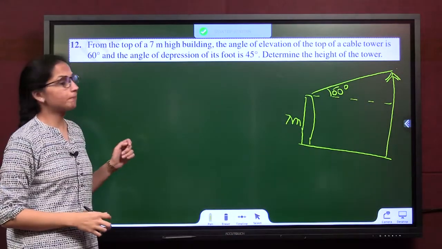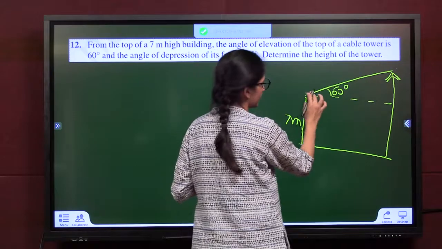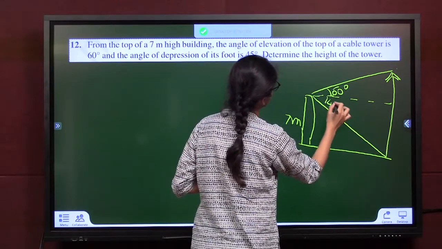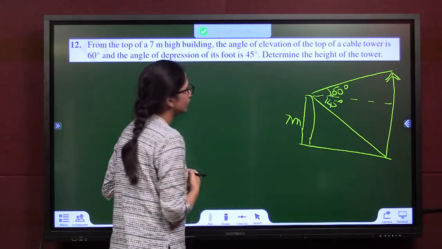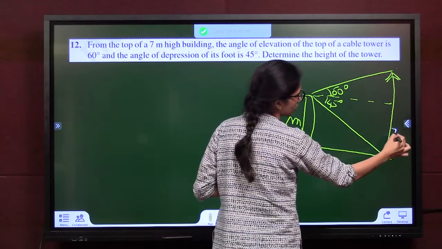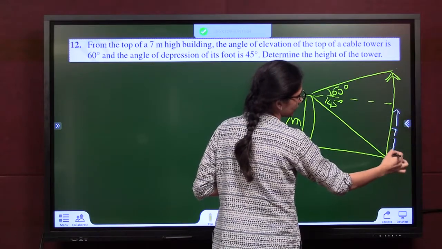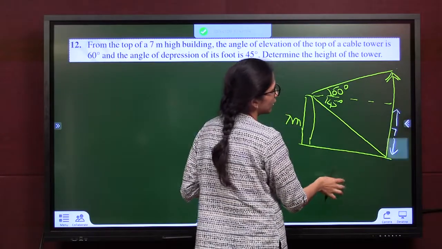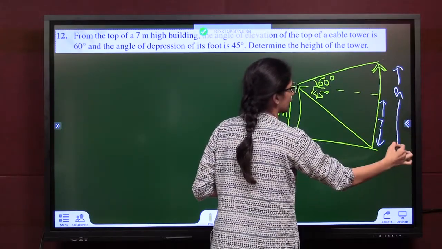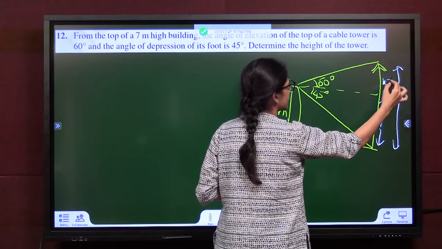And the angle of depression to its foot, from here to its foot, is 45 degrees. Determine the height of the tower. If this is 7, can I say this is also 7? They want the height of the tower. So let the whole height be H. This will become H minus 7.